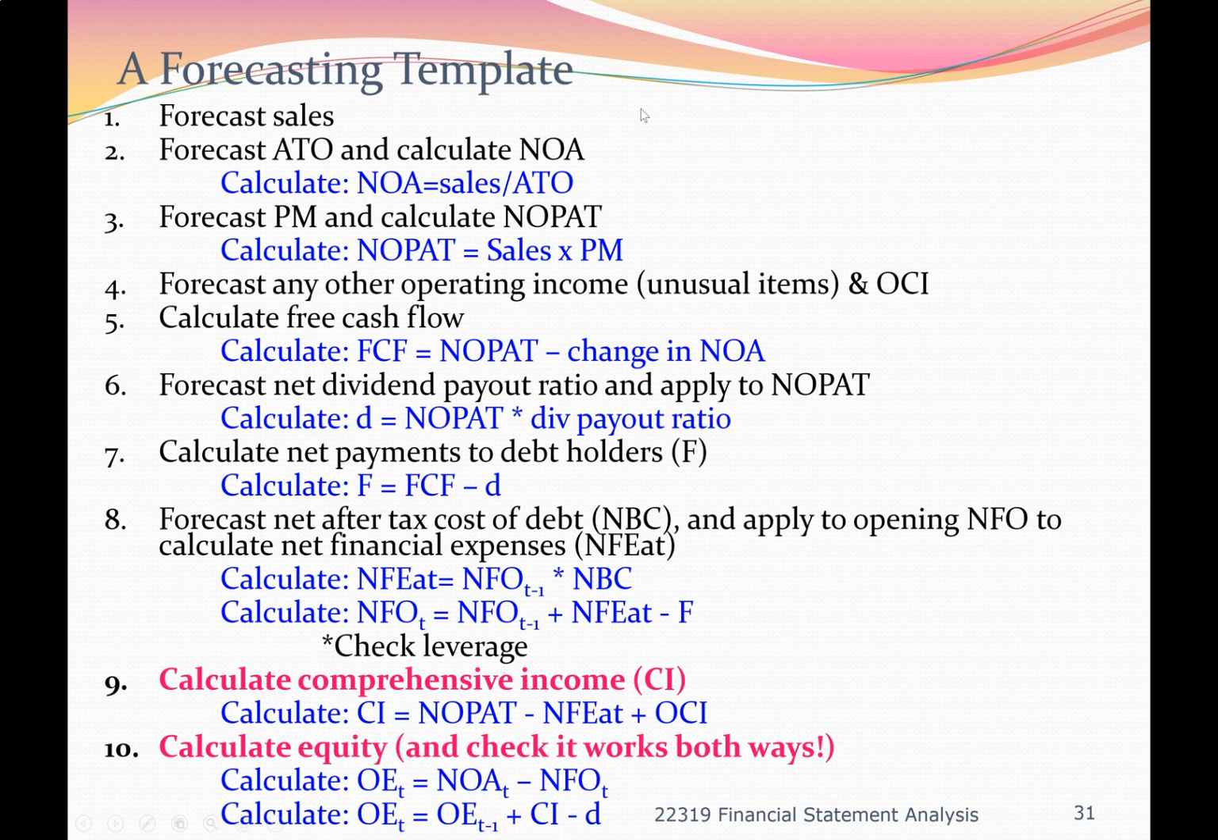You'll notice that in the forecasting template there's only a couple of things that we need to forecast. We need to forecast sales, asset turnover, profit margin, the net dividend payout ratio, and the net after-tax cost of debt, or net borrowing cost. With those 5 forecasts made, we can do a whole bunch of different calculations to end up with a calculation for our expected comprehensive income into the future and our expected ending equity balances in the future. So let's have a look at how that works for Australian Vintage Limited.